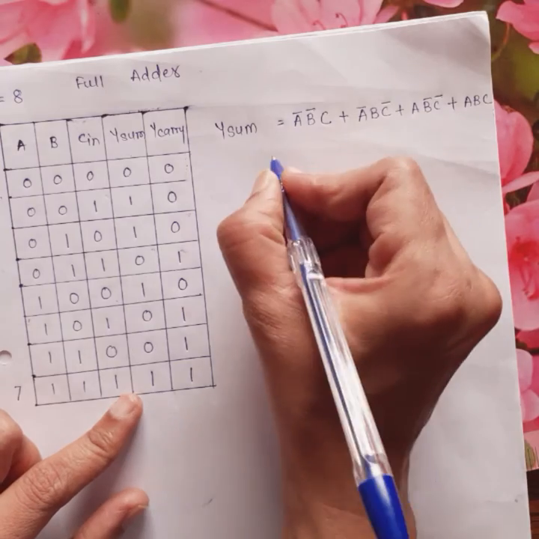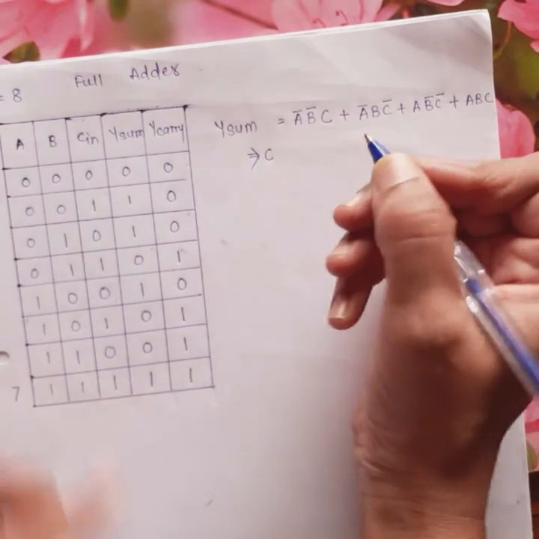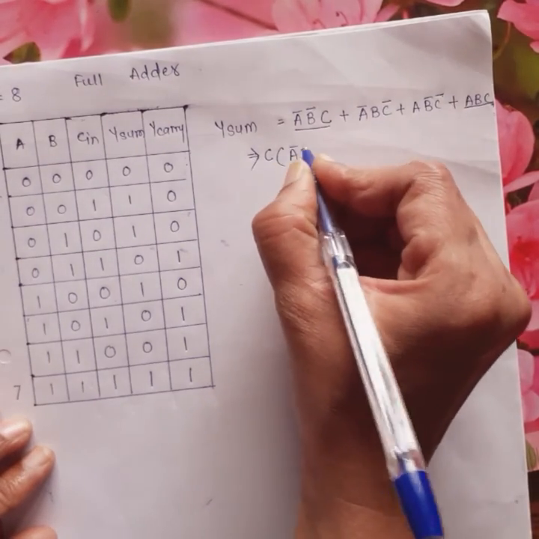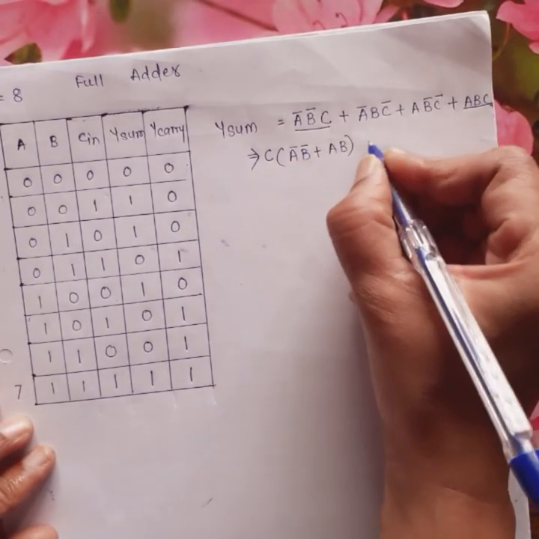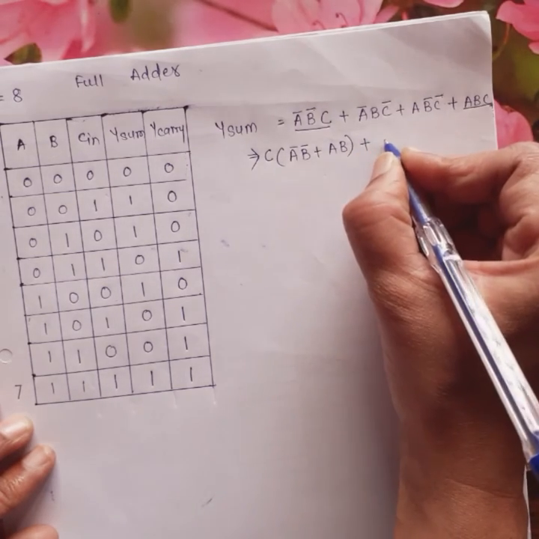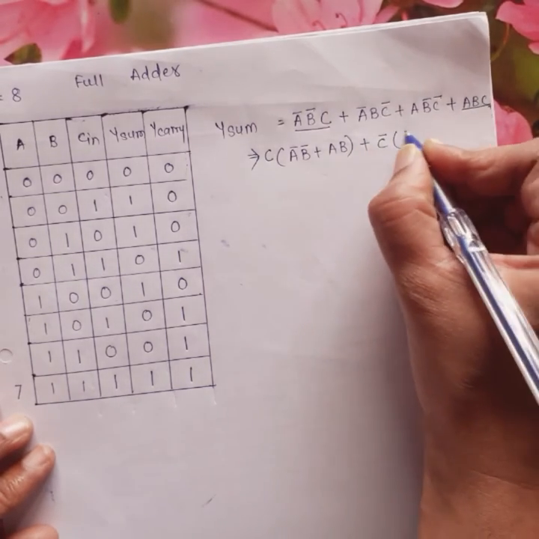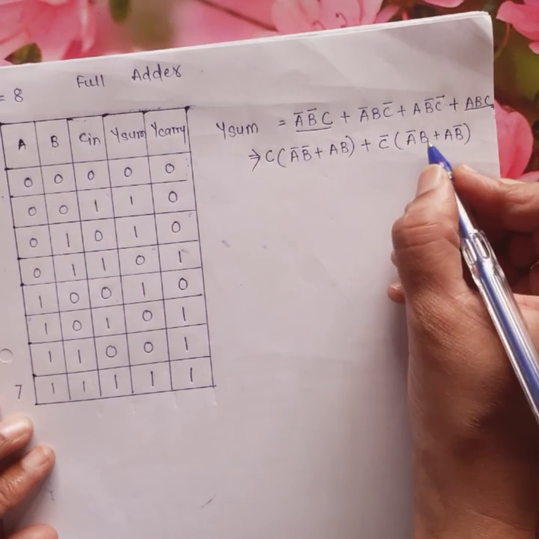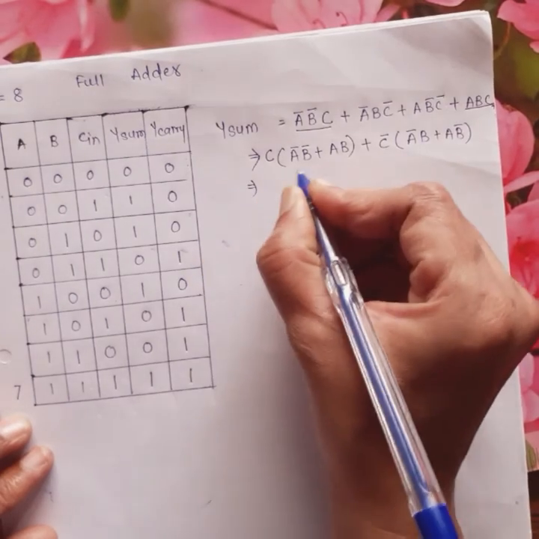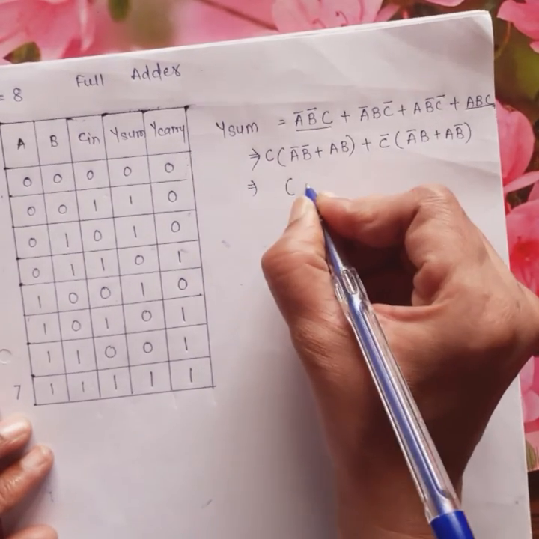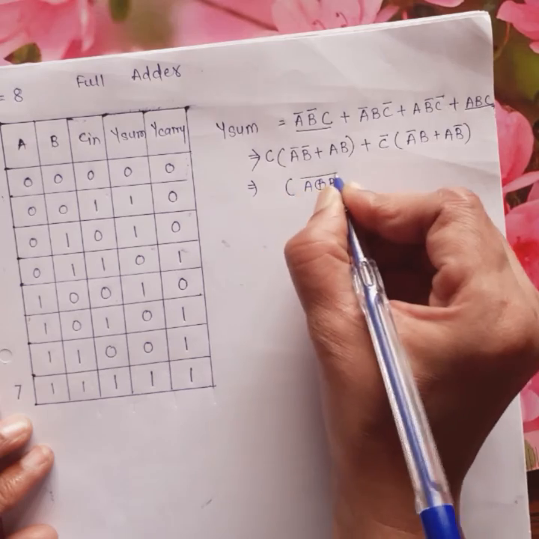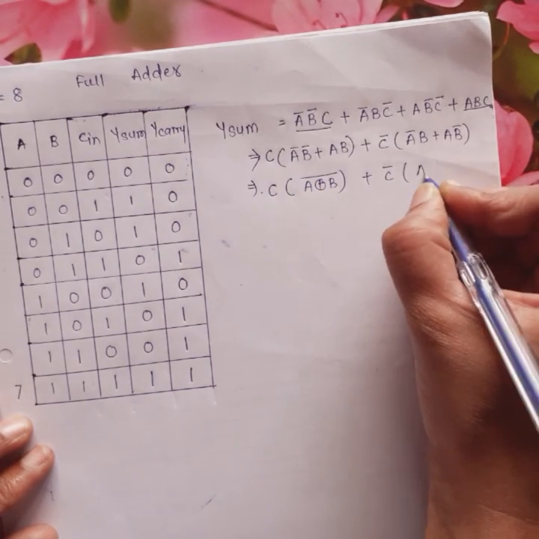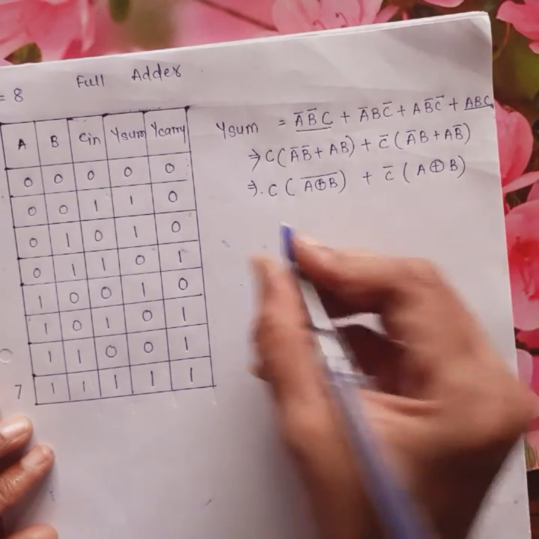Now always try to take C as a common part. So by considering the first minterm and the last, we will have C times, in brackets, A bar B bar plus AB. By considering these two middle terms, C bar is common, giving rise to C bar times, in brackets, A bar B plus AB bar. A bar B bar plus AB resembles the XNOR operation, the complement of A XOR B. Whereas A bar B plus AB bar resembles the XOR operation, which could be written as A XOR B.